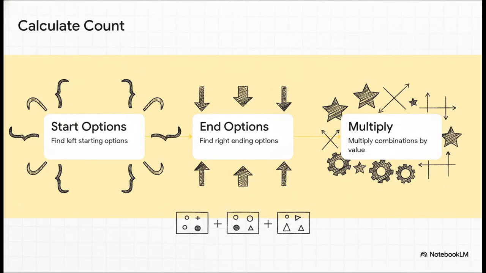First, you find the number of valid start options to the left of your element, which is just its index, I plus 1, to include itself. Next, find the valid ending options to the right, which is n minus I. Multiply those two combinations together to get the total number of occurrences for that element. Then, just multiply that occurrence count by the element's actual value. You calculate this for each element, keep a running total, and you're golden.